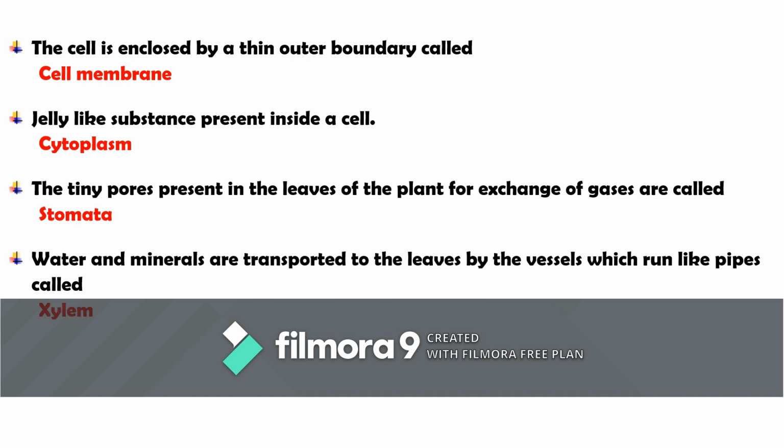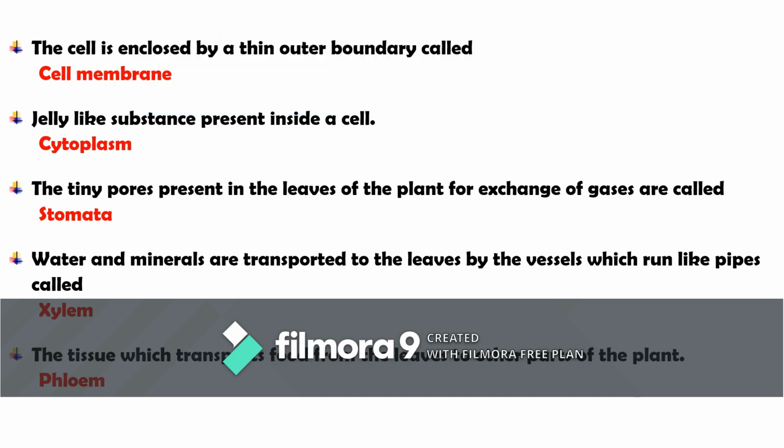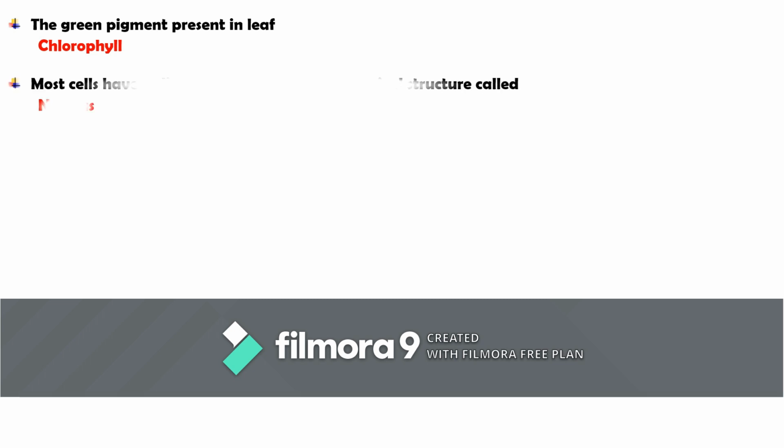Water and minerals are transported to the leaves by the vessels which run like pipes, called xylem. The vascular tissue which transports food from the leaves to other parts of the plant: phloem. The green pigment present in leaf: chlorophyll.